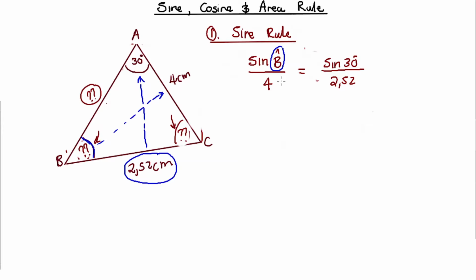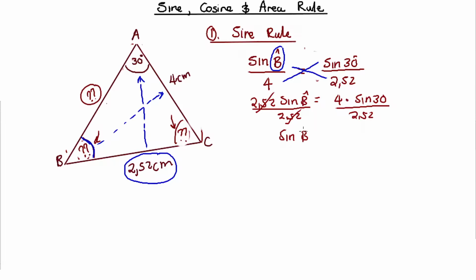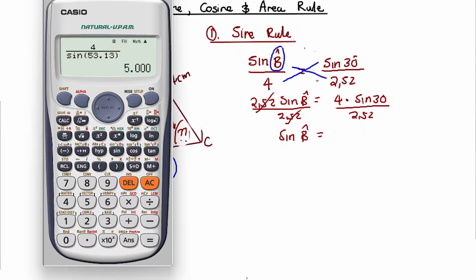So what I can do next is cross multiply. I'm now going to have 2.52 sine angle B equal to 4 multiplied by sine 30 degrees. Divide both sides by 2.52. This cancels this. I'm now left with sine B equal to 4 times sine 30 degrees over 2.52.